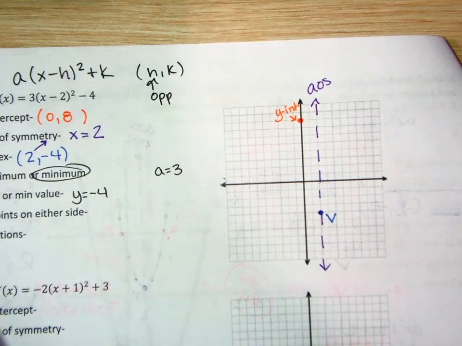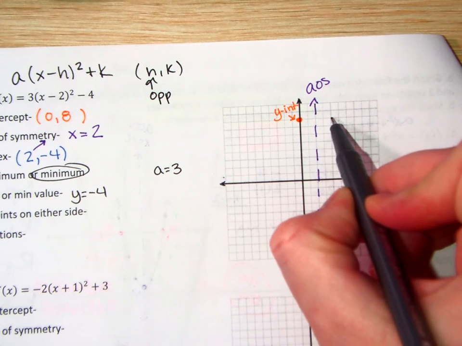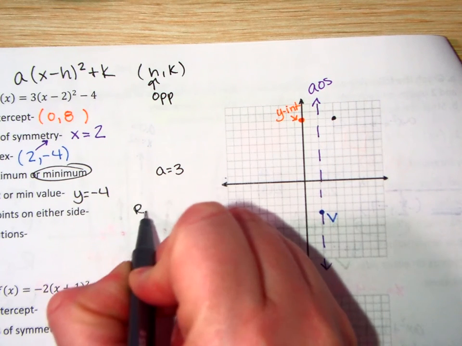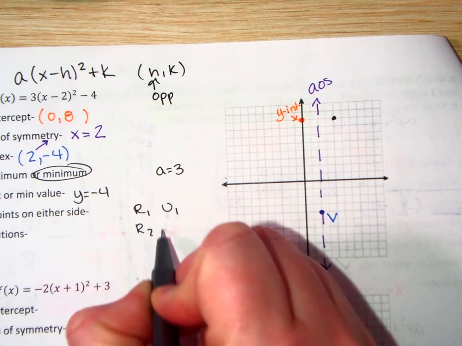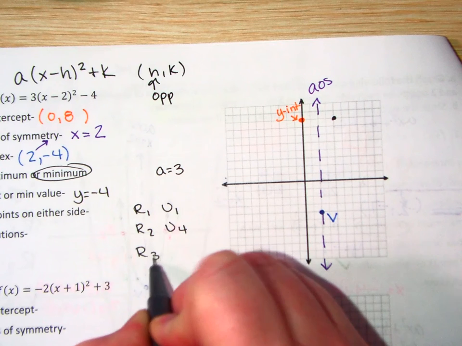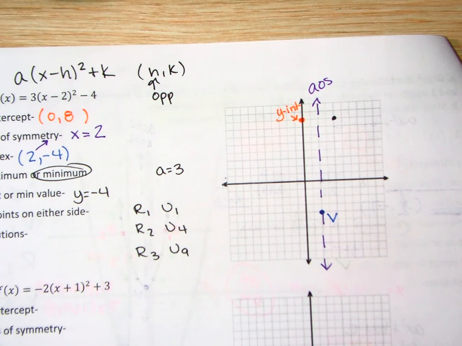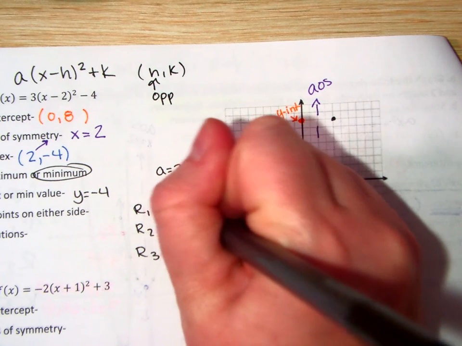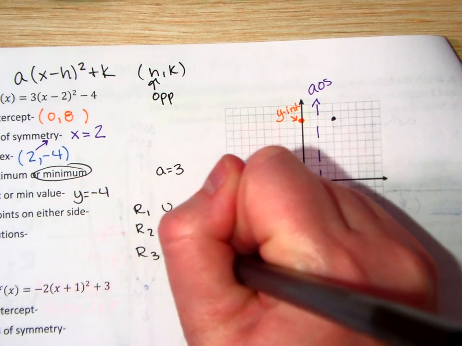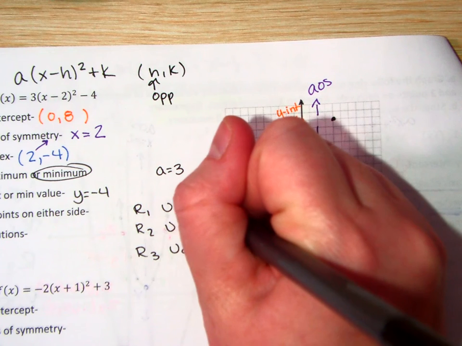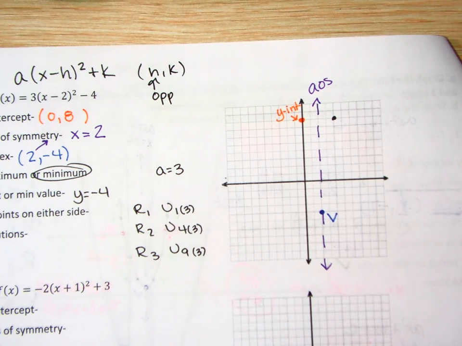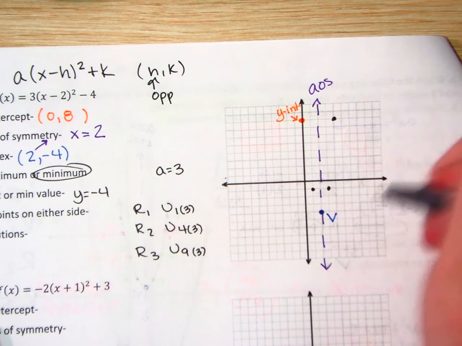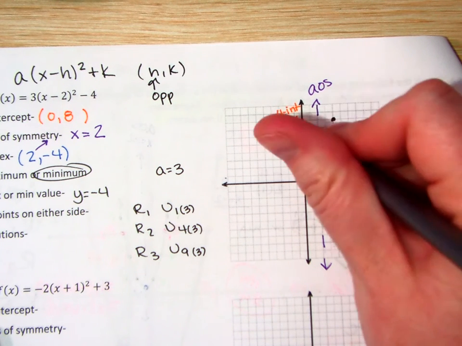The cool thing is to find other points: your y-intercept mirrors across, so that's an easy one. I'm going to do it by the rule. Right 1, up 1, right 2, up 4, right 3, up 9. Your a value gets multiplied by your up because it's a vertical stretch. So I'm going to take each one times 3, which means it's really up 3, up 12, up 27. So I'm going to go right 1, up 3, mirror across. And then right 2, up 12 is actually the same as the y-intercepts.